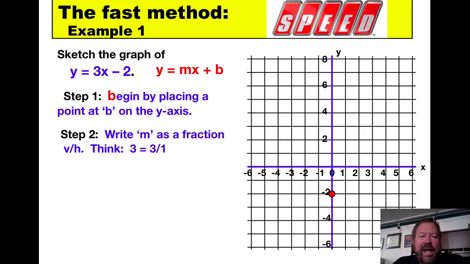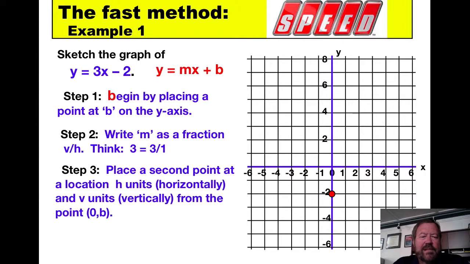Step 2, write m, the coefficient of x, as a fraction v over h, vertical over horizontal. Think, the number 3 is the coefficient of x, and we want to write it as a fraction. The easiest way to do that is 3 over 1. Step 3, place a second point at a location h, that's the horizontal units, and v, vertical units, from the point 0, b. So since we're 3 over 1, we're going to go over 1 and up 3.